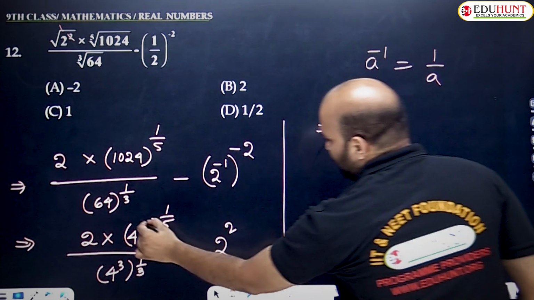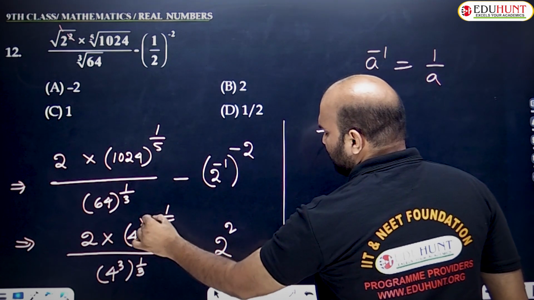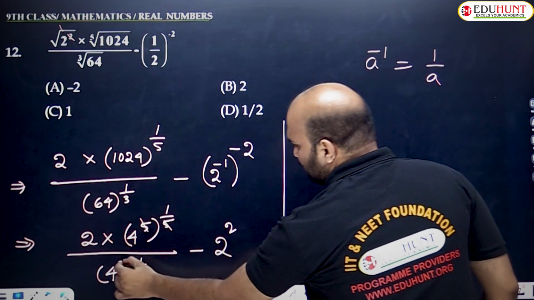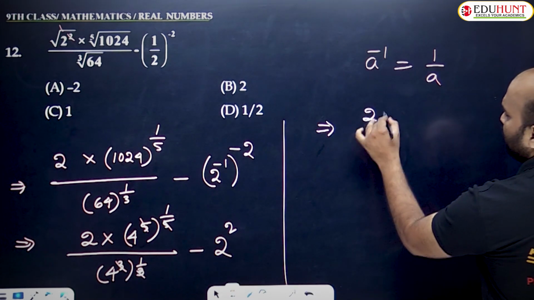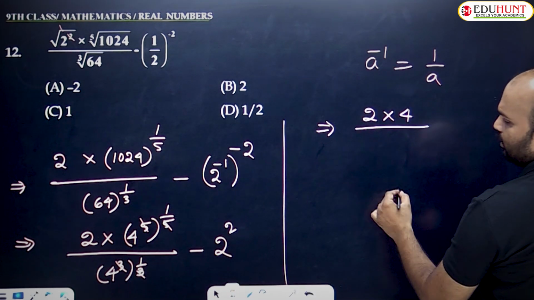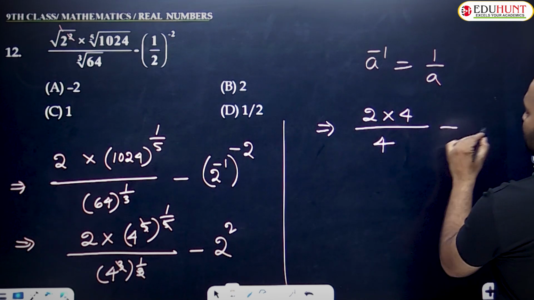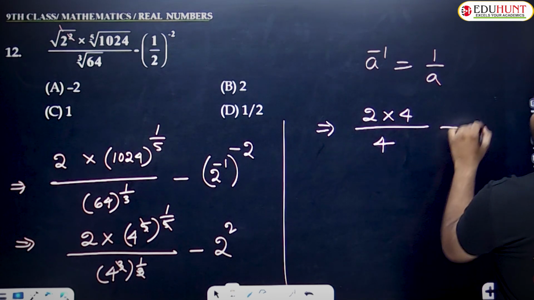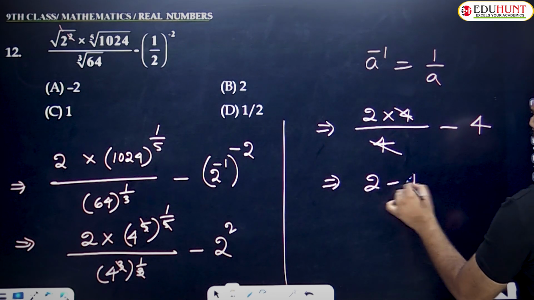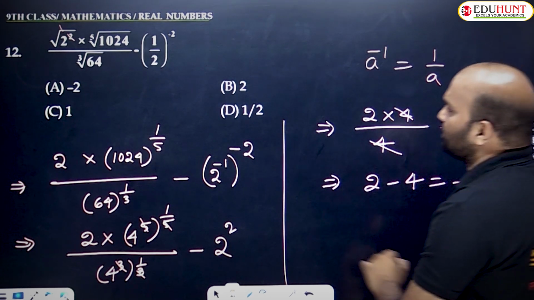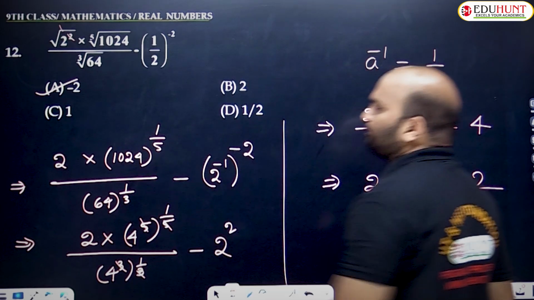Here 5 cancels, because (a^m)^n is a^(mn), 5 into 1 by 5 is 1. Here also 3 cancels, (a^m)^n is a^(mn). So 2 into 4 divided by 3 cancelled, only 4 is left. So 2 squared is nothing but 4. What are you getting? 2 minus 4 is nothing but minus 2. So which option is the right answer? Option A is the right answer.